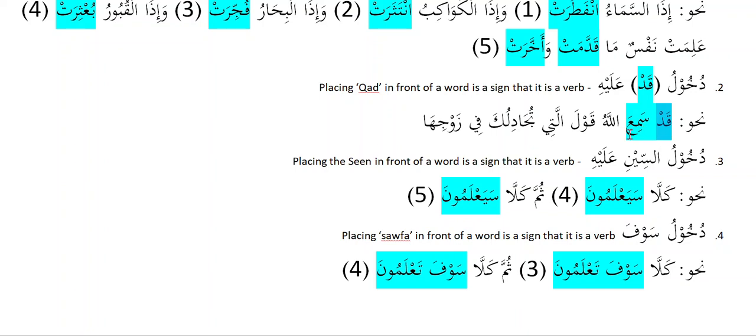For example, qad sami'a Allahu qawla allati tujadiluka fi zawjiha. Qad sami'a Allah, Allah has heard. Sami'a, we know sami'a is a verb. How did we know? Because the word qad is in front of it. Whereas we know the earlier ones are verbs because the ta is at the ending, we know this is a verb because qad is in front of it. Because qad is not going to be placed in front of an ism. It's only placed in front of a verb. So we know sami'a, which means he heard. Now you can tell from the meaning too, but we are looking at visual identifications. Qad sami'a Allahu, Allah has heard.